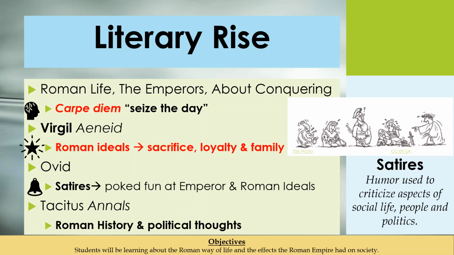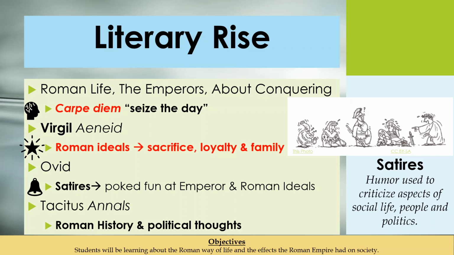In addition to the gods, they created a literary rise in a lot of ways. There were lots of different types of poetry and books that were written at this time, as well as stories and epics. They would often depict Roman life, the lives of the emperors, what was going on in conquering, and they captured this concept called carpe diem, which you might have heard, which means seize the day. And it would be encompassed in many of the different rituals we see in ancient Rome.